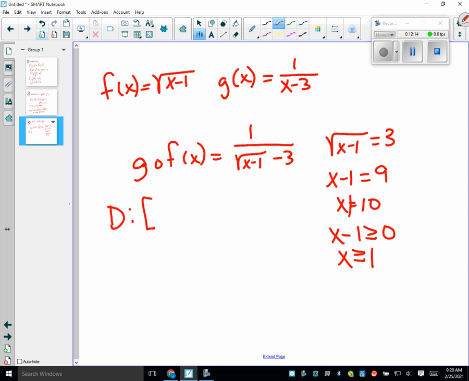Then I have to put the 10 in it. So I know I start with bracket 1, but it can't be 10. So 1 to 10, parenthesis, and 10 to infinity? Yeah. Does that make sense to you? Yeah. Are you okay with doing this?